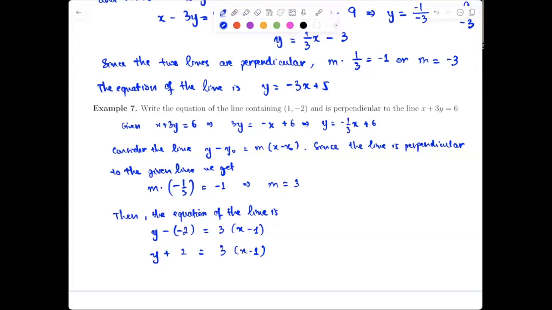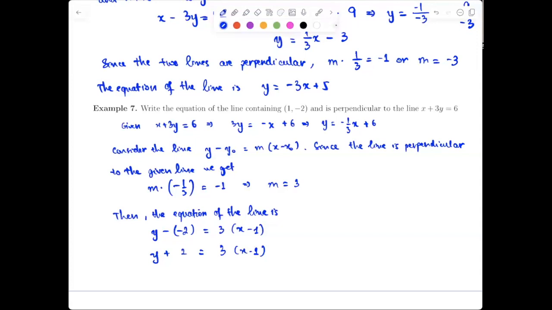So I'm going to finish this lecture by going through three last examples: 7, 8, and 9. In example 7, I want to write the equation of the line containing the point (1, -2) and is perpendicular to the line x + 3y = 6. So this example is very similar to example 6, right?